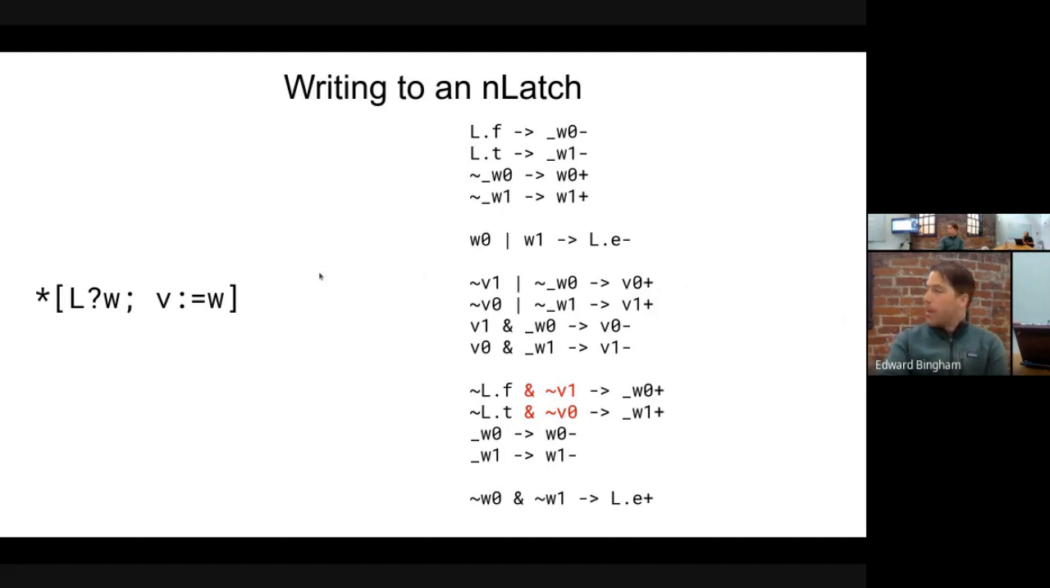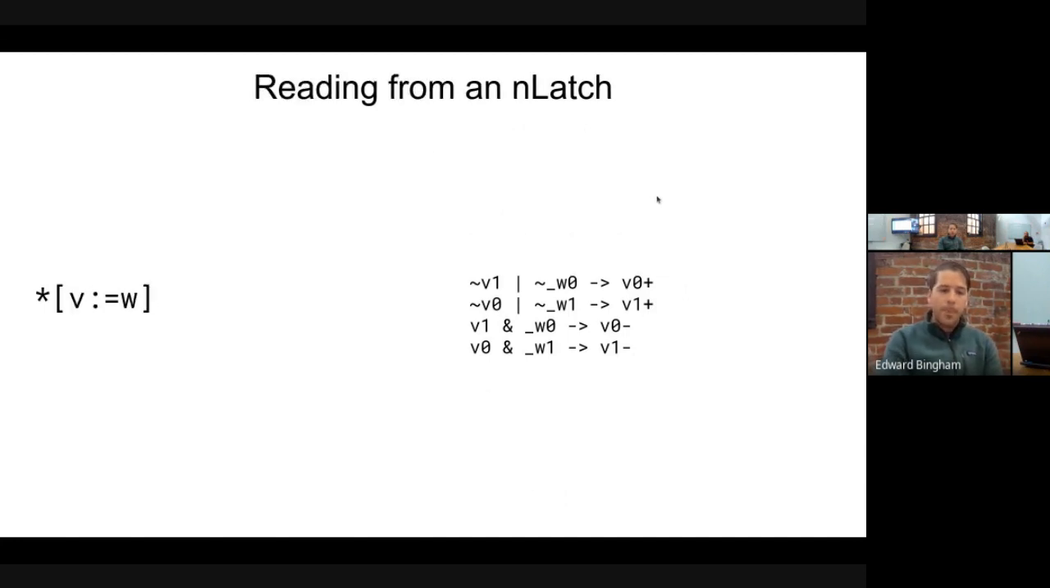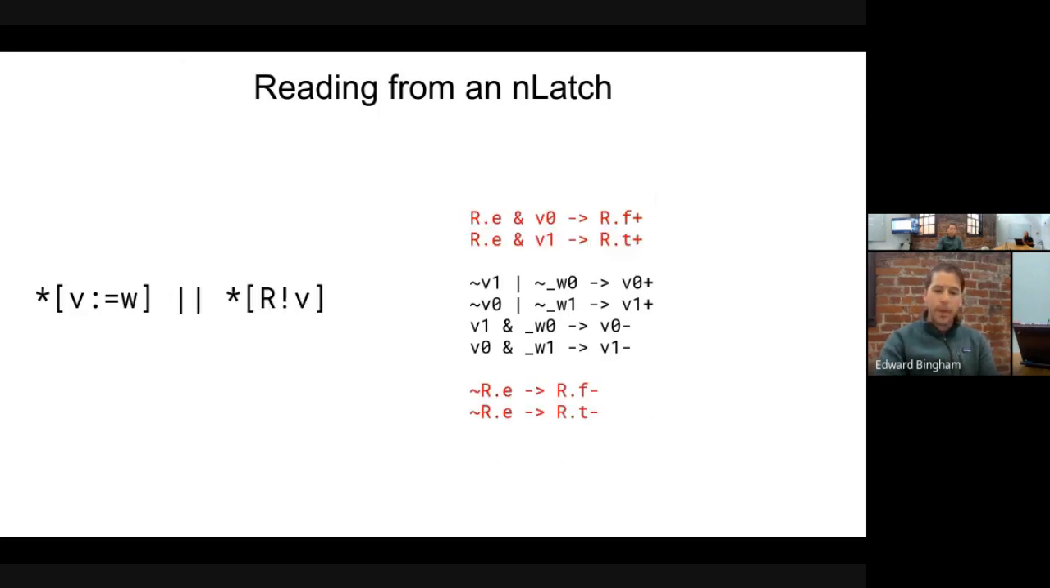So that's how you write an internal memory. If you want to read an internal memory, then it's quite a bit simpler. You have your one of two encoding. It's inverted from your normal one of two encoding. And so you just use it as you would expect.